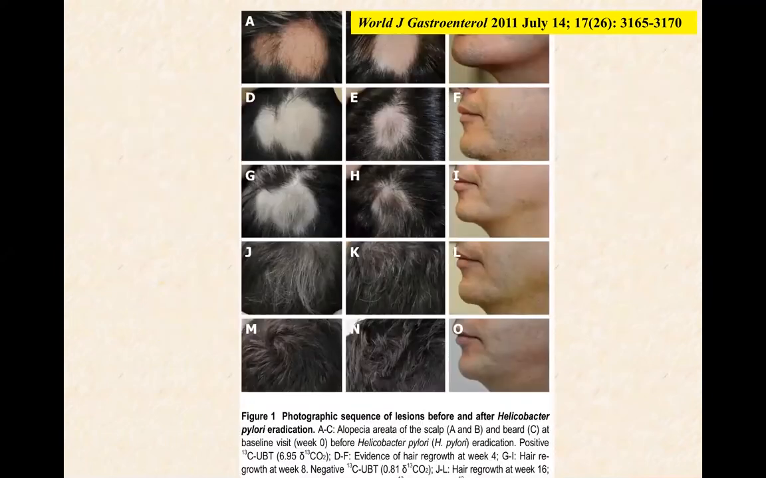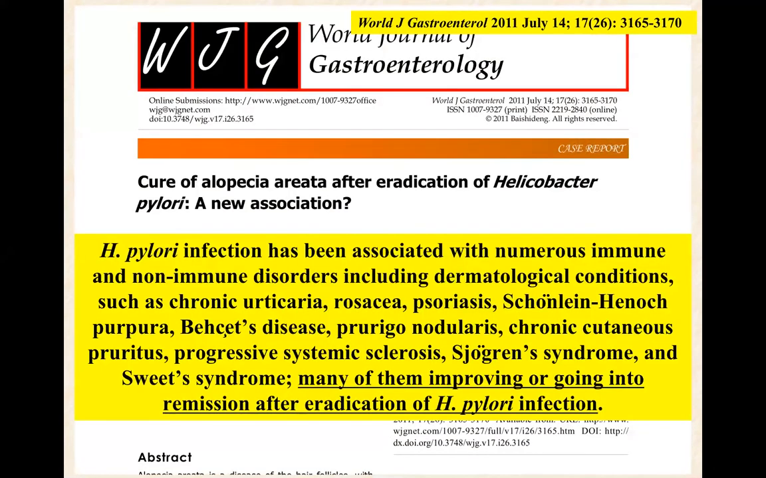Just by killing a bacterial infection, getting rid of the antibodies to the bacteria, because there was no longer a need for Helicobacter antibodies, the mechanism to produce them was turned off. So the cross-reactivity with his hair follicles turned off also. Now, this is all about H. pylori and how common it is.